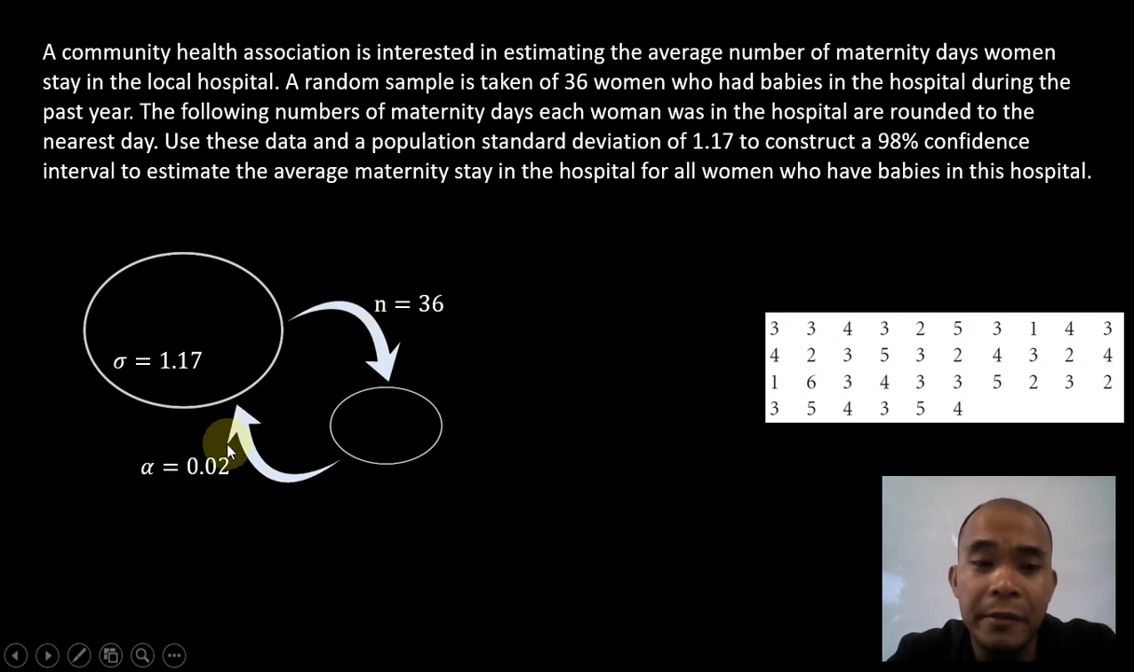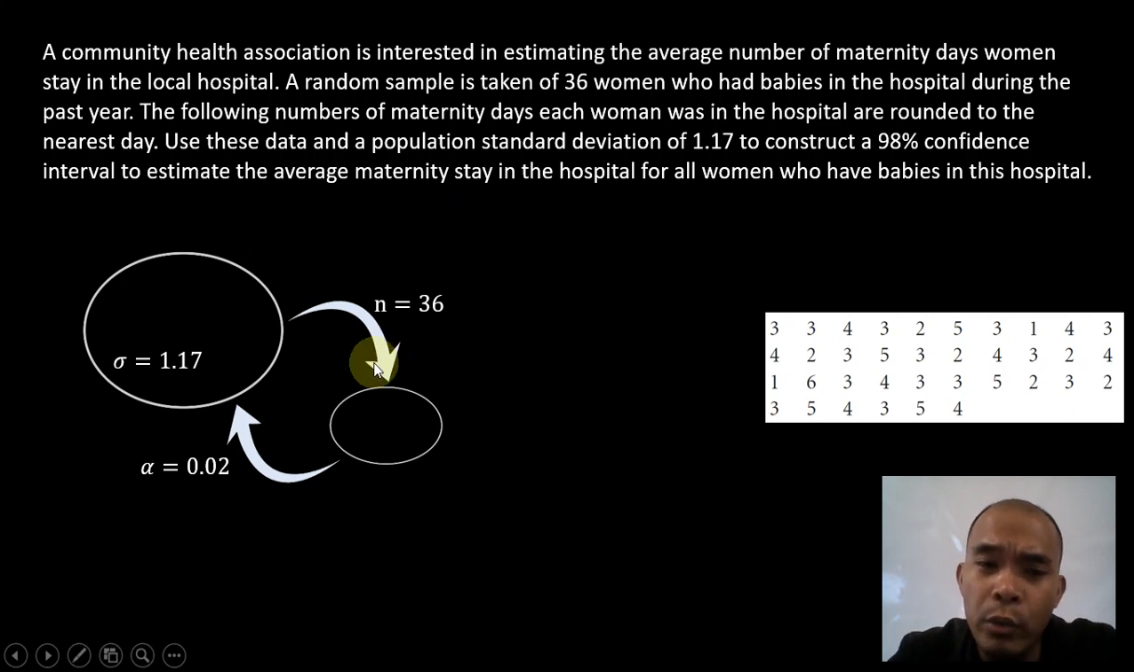So our alpha in this particular case is 0.02. Why is that? Because the decimal equivalent of 98% is 0.98, and 1 minus 0.98 is 0.02. Okay, so we have to construct a confidence interval to estimate the average maternity stay in the hospital for all women who had babies in this hospital. So we are talking about the population here.